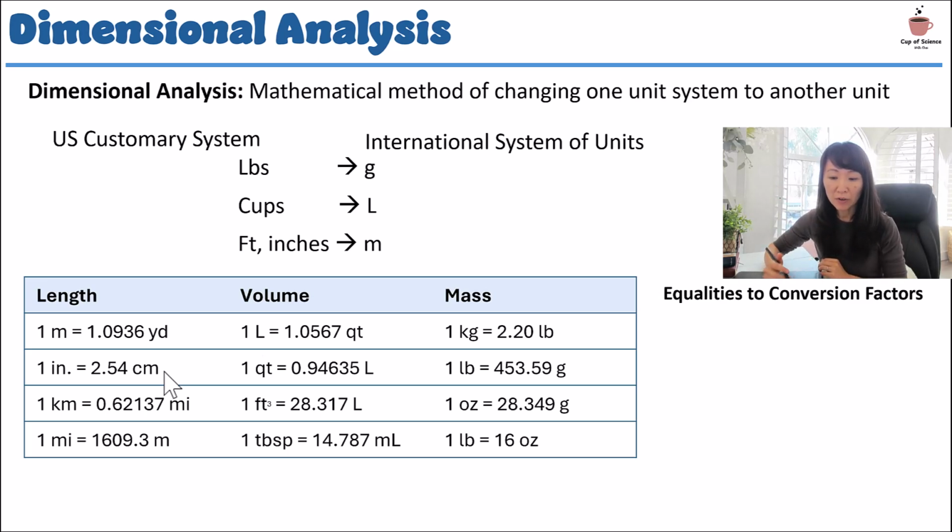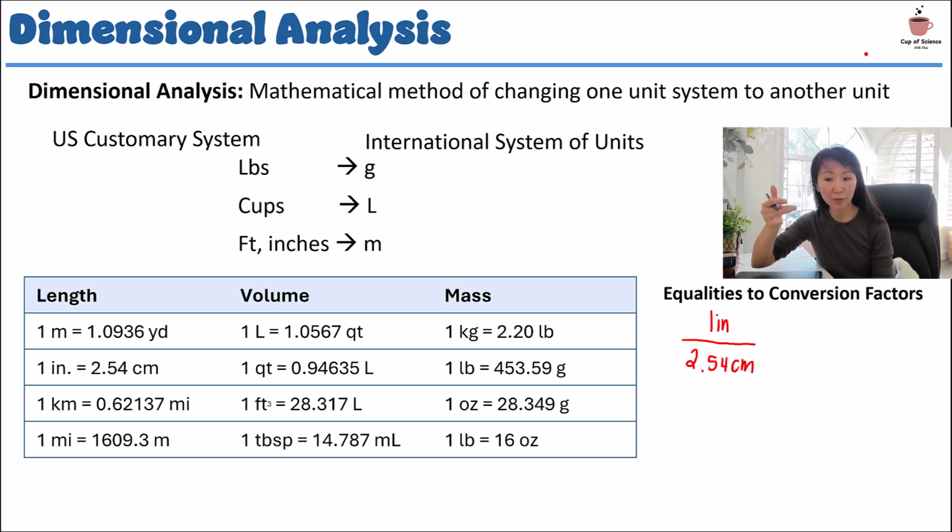To come up with the conversion factor for that one, you can do 1 inch all over 2.54 centimeters. Or you can put it the other way around: 2.54 centimeters goes on top, and then 1 inch goes on the bottom. Something like this could be applied for length, volume, and mass, and it doesn't really matter.